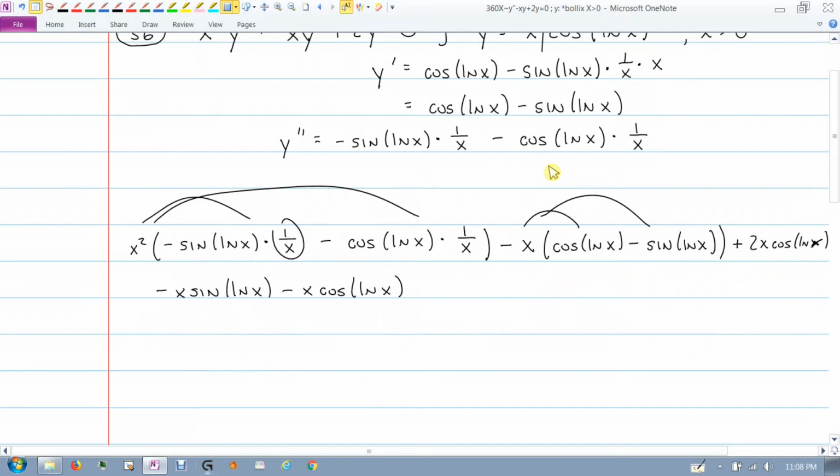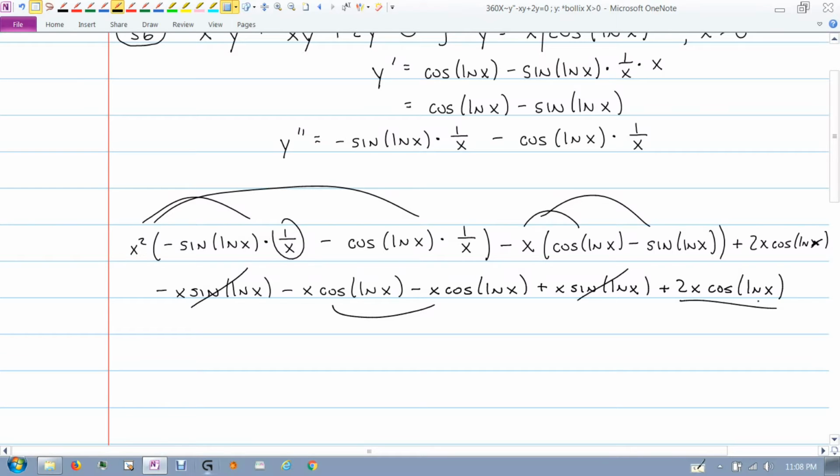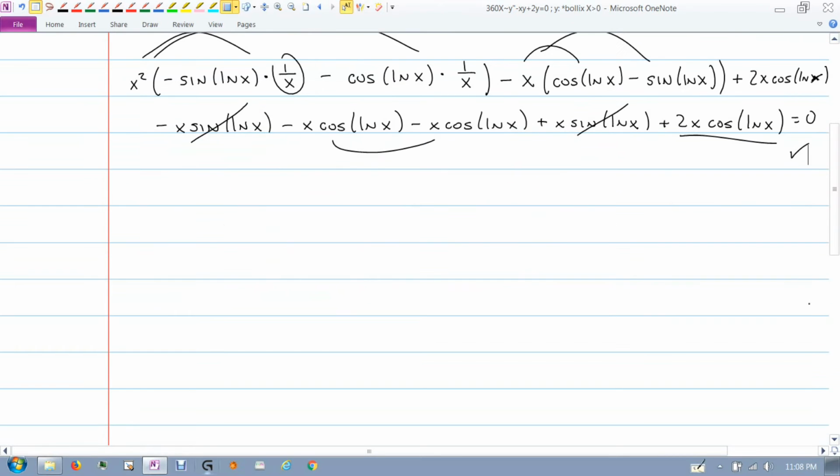Yeah, let's see what happens. I get minus x cosine natural log x, then plus x sine natural log x, and then plus 2x cosine of natural log x. And the question is whether or not this is equal to 0. And I see it. Okay, these are gone. And then these two together, that's negative 2 of those. And then I have plus 2 of them here, and that's going to equal 0. So yes, they will cancel. Everything cancels. Beautiful.